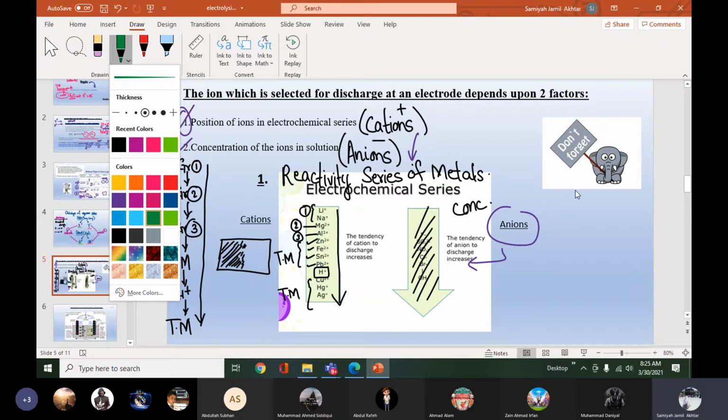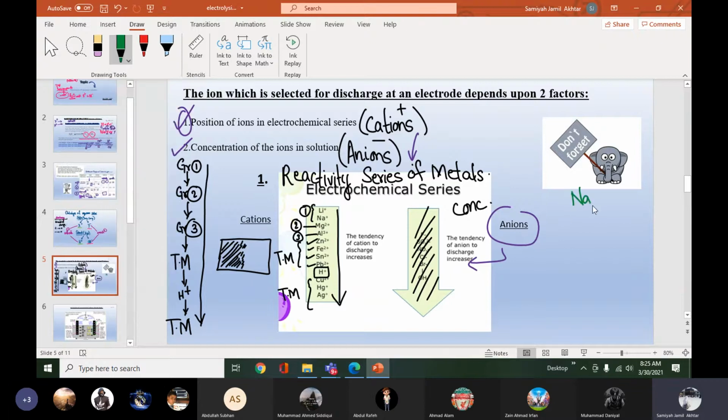if we are doing the electrolysis of NaCl solution, from NaCl we get Na positive, and from H2O we get H positive. So Na positive and H positive, which one will discharge according to this series? H positive. Yes, good, because sodium is at the top and hydrogen is lower, and as we go down, the ability increases. So hydrogen will discharge.